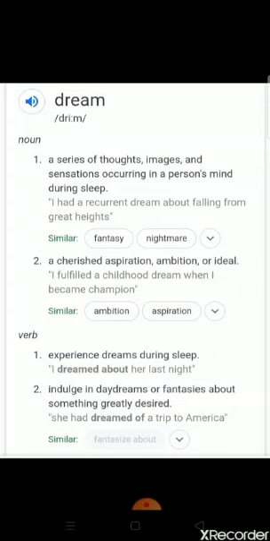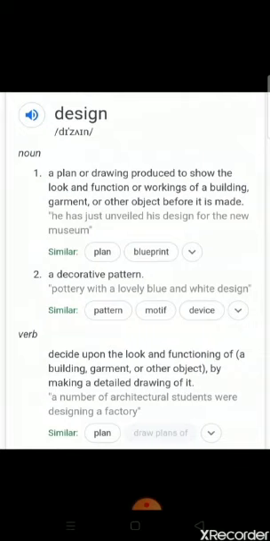If we need to do it, if we are behind it, if we work hard for it, we will surely get it. That is it. So Hilary didn't know anything about boats or sailing, but she started to design her own boat. What is designing? Yeah, she made a design of her own boat, a plan or drawing which is made to show the look and function or working of a building, garment, or any other object. So here the object is boat. So she made a design of it by herself.